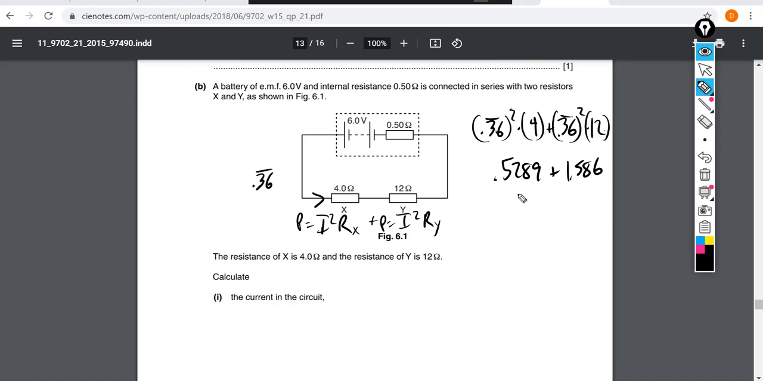So the total power developed in the external circuit for figure 6.1, I'm getting 2.12 watts. I will now make a note on my whiteboard: 2.12 watts, that's my numerator. That's the power I get in the external circuit for my series circuit.